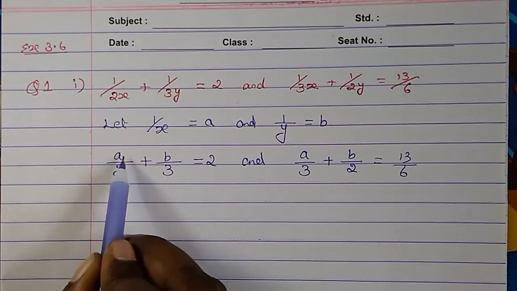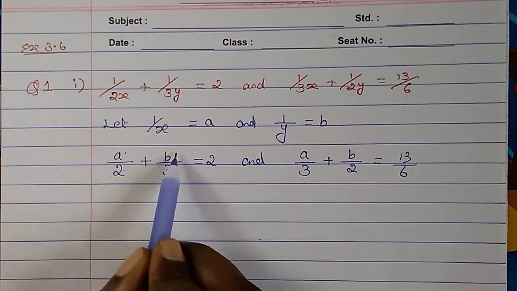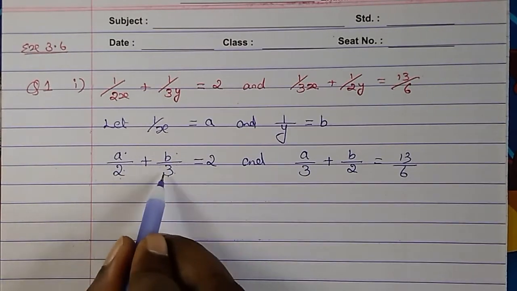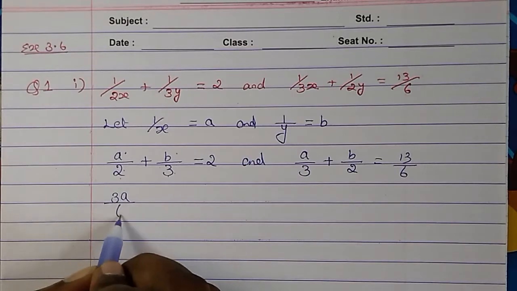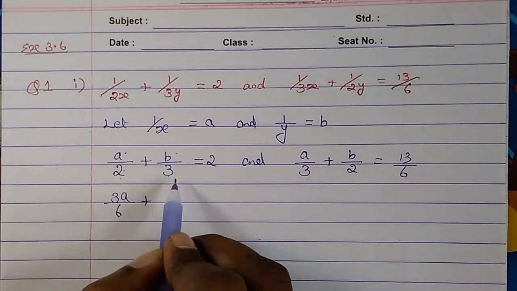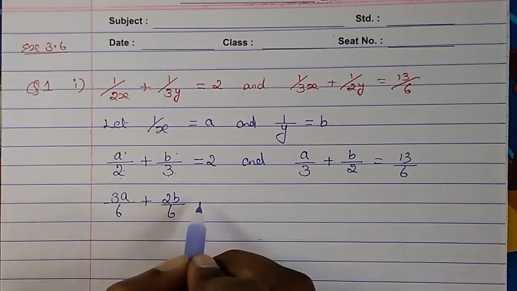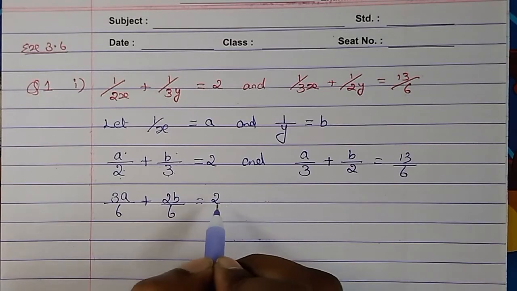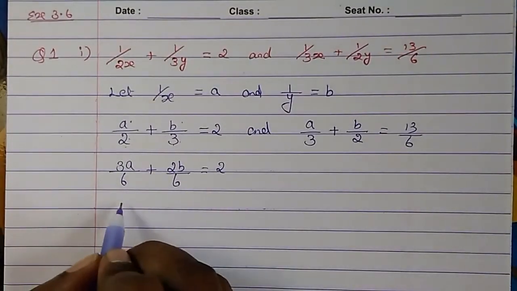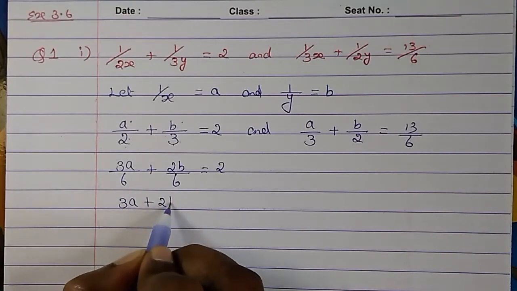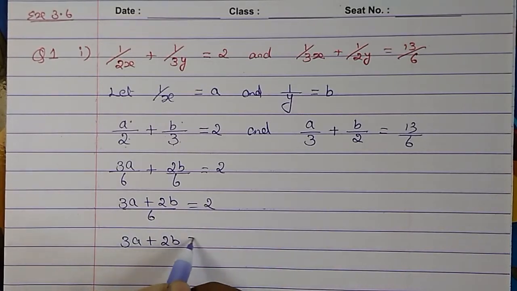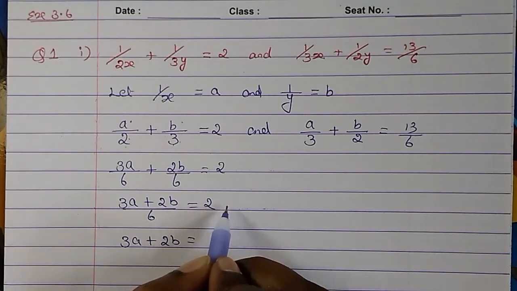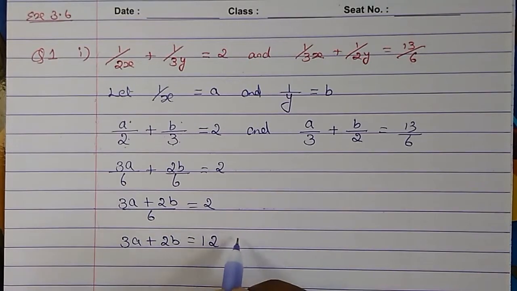To take the LCM, what we will do? Both sides I'll multiply with 3, and here both sides I'll multiply with 2. So if I multiply by 3 here, it will become 3a, and 3 into 2 will be 6, plus here both sides multiplied with 2, I'll get 2b, and here it will be 6, equal to 2. Now this is common, so 3a plus 2b upon 6 equal to 2. So 3a plus 2b. This 6 comes to this side, it will go to multiplication. So 6 2s are 12. So this becomes equation 1.